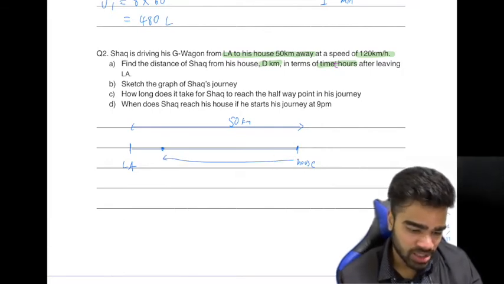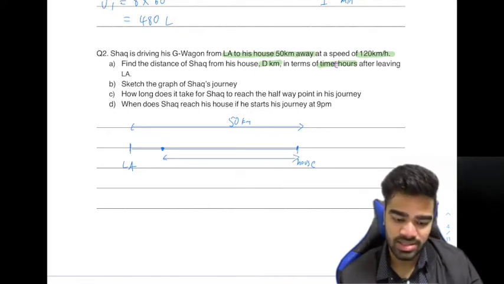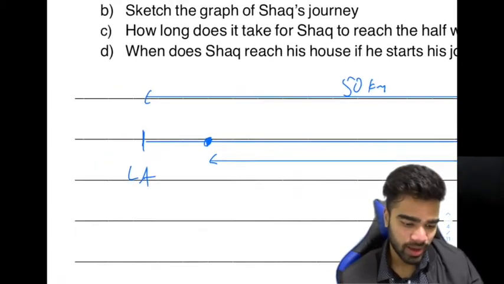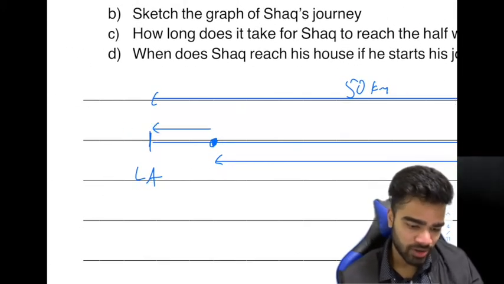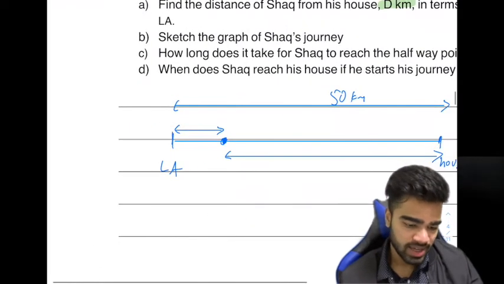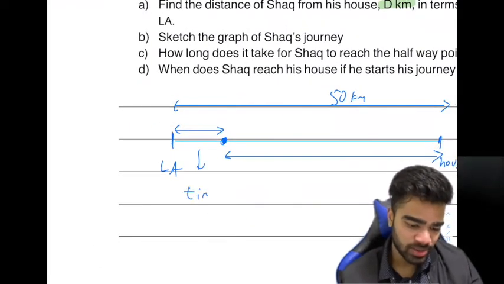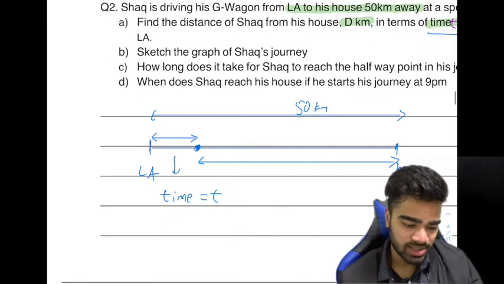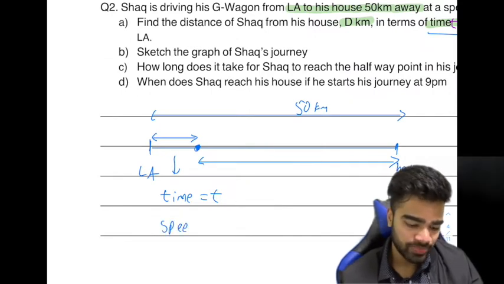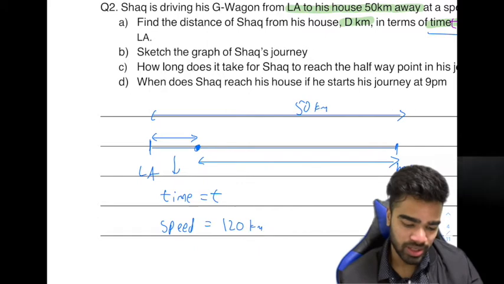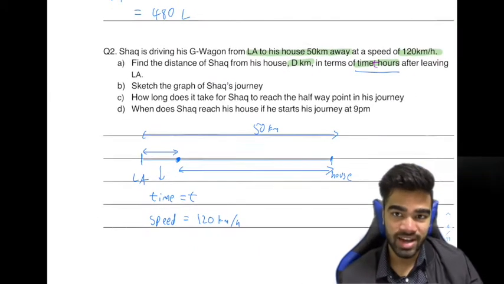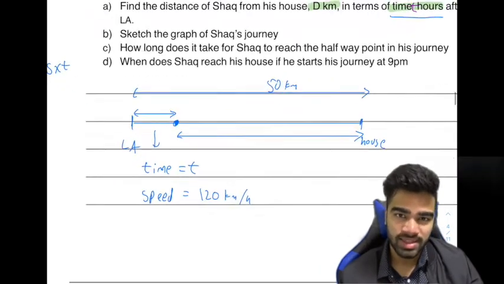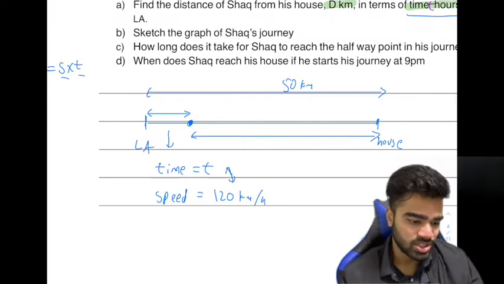So we need to find an equation for distance from his house, right? It's asking distance from his house, which is from the point where he's at. So this point till his house. Okay, maybe let's start by finding how far he traveled between here and here. Let's say the first part of the journey, he took time is equal to t hours, right? Because that's what the question is saying, time t hours. What is his speed? Speed is equal to 120 kilometers per hour. If you have time and speed, remember our distance, speed, time questions, distance is equal to speed multiplied by time. We can get the distance that he traveled by just multiplying these two, speed multiplied by time.